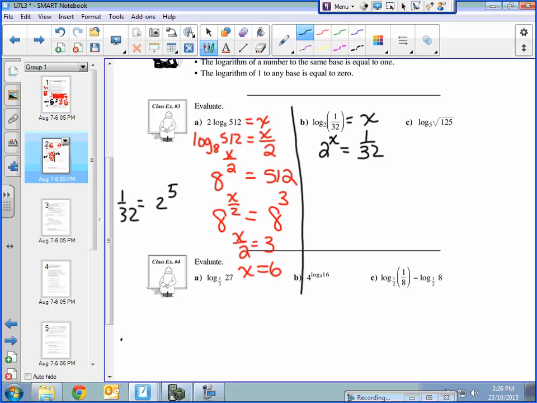But how do I get rid of this 1 over? Do you remember this? So if it's 1 over something, make sure you have that negative exponent. Do you remember this from the first lesson? So I can rewrite 2 to the x equals 2 to the negative 5. Okay, so I have the same base here. x equals negative 5, so I can rewrite this as log of 1 over 32 base 2.